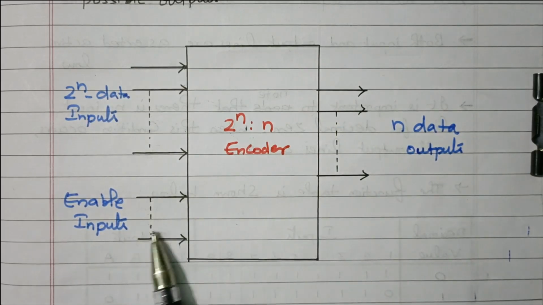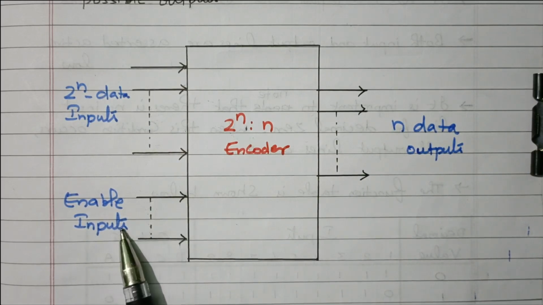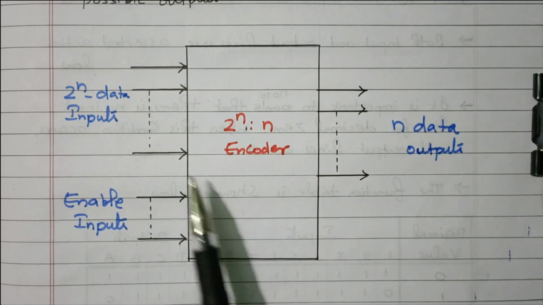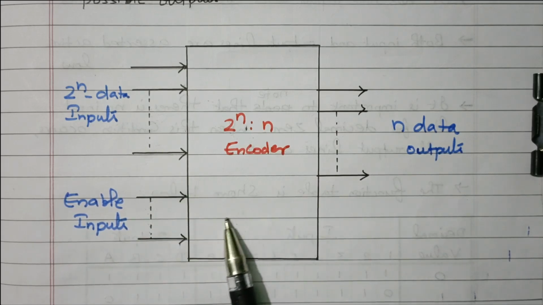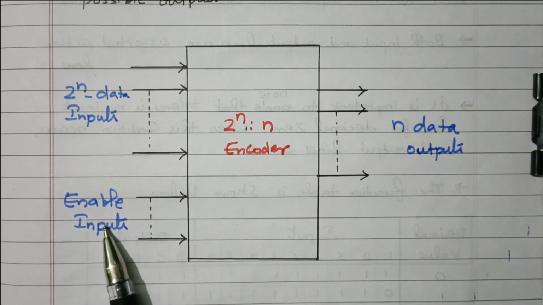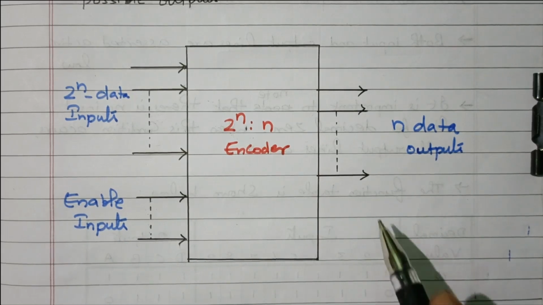This is an enable input. If the enable is 1, the encoder is enabled. It will give the output based on the input. If enable is 0, it is disabled. It will not produce any output. In order to enable or disable, we have the enable input. Now we'll see one example.